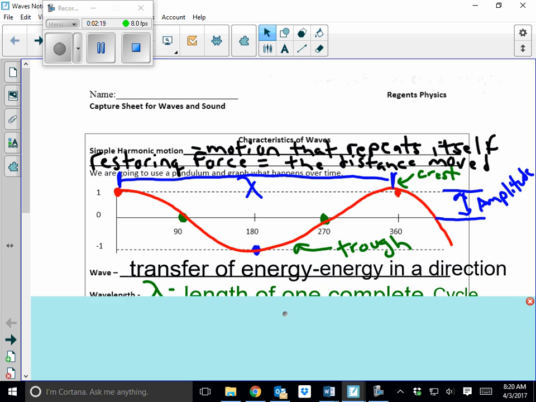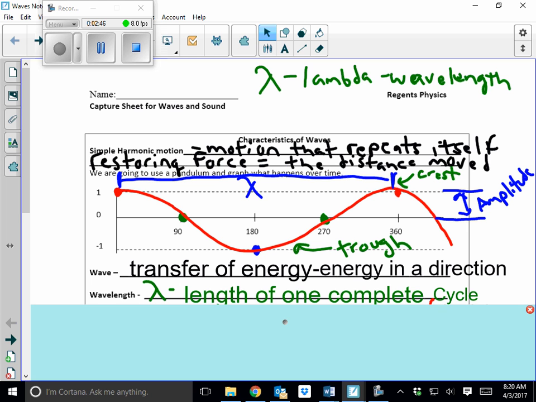So, the first thing is a wave is a transfer of energy, typically in a given direction. And we're going to learn in a little bit that there are two types of waves that have this transfer of energy. We have the crest of the wave, which is the very top of the wave, and then we have the trough of the wave, which is the very bottom part of the wave. And then we have what is called the wavelength. Now, this symbol that we use is the Greek letter lambda, and it means wavelength.